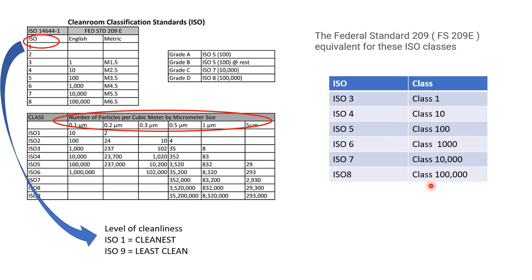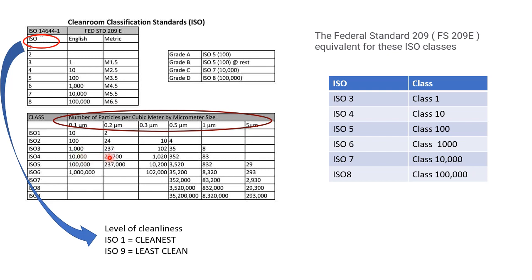It is mainly based upon the maximum allowable concentration of airborne particles which are allowed per cubic meter of air. Not just the number of particles but also the size of particles is very important. You can see another table here: the number of particles per cubic meter by micrometer size. You have to compare the number with the size of that particle. For example, in ISO 3 you can check the 0.1 micrometer size particles, they are 1000. So 1000 particles of 0.1 micrometer are allowed.